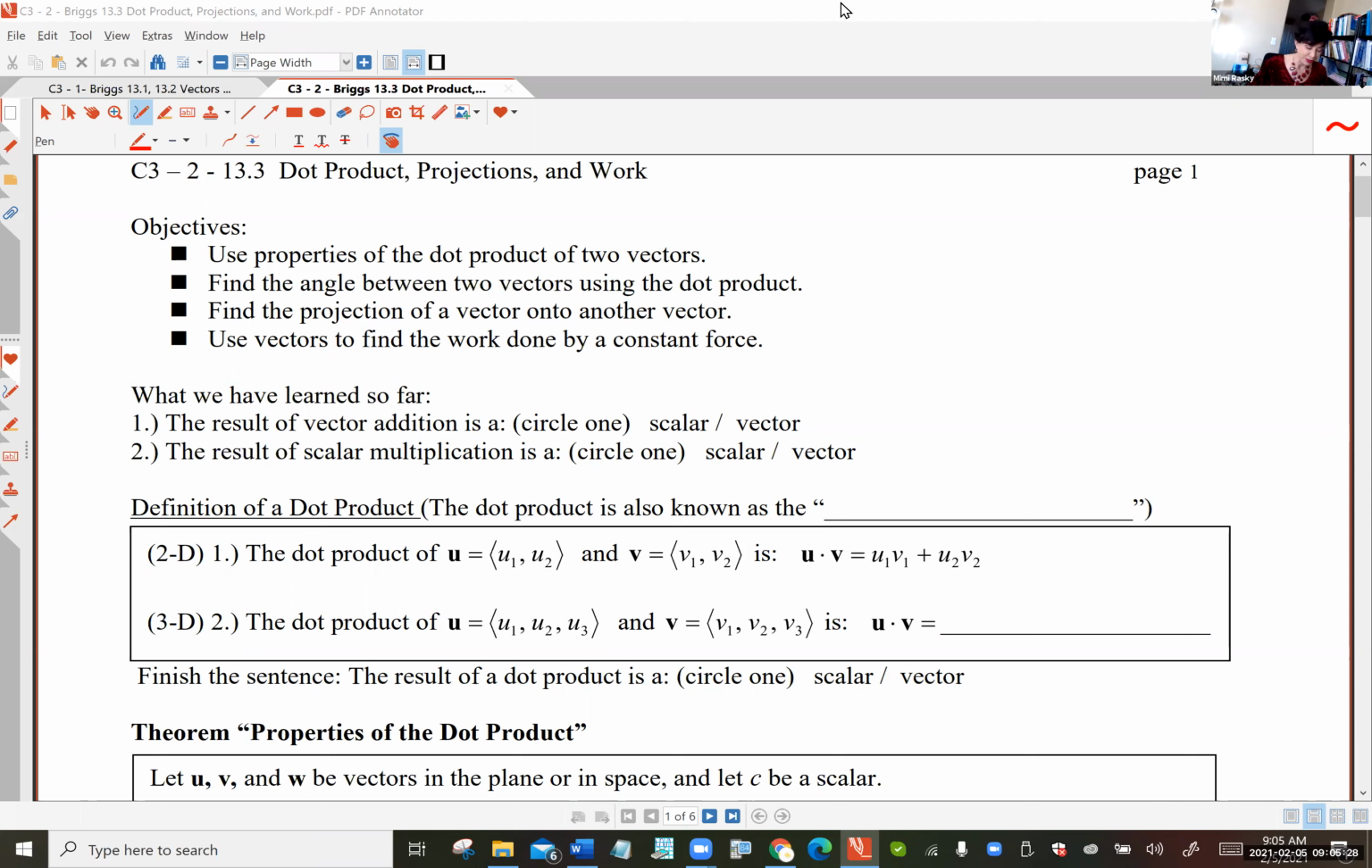Section 13.3. Who's with me? Are you guys still there? Yes, we're here. Yes, Professor, you're still around. Okay, let's take a poll.